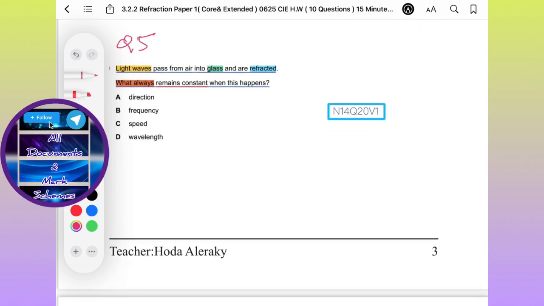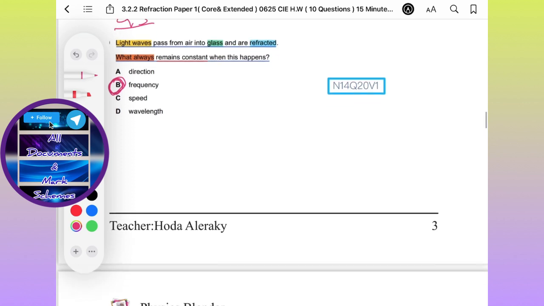Okay, question 5. What happens during refraction when light waves pass from air to glass and are refracted? There is a change in direction, bending. What always remains constant? The frequency. Frequency remains constant. The wavelength changes according to the medium, speed changes according to the medium, and also the direction changes.